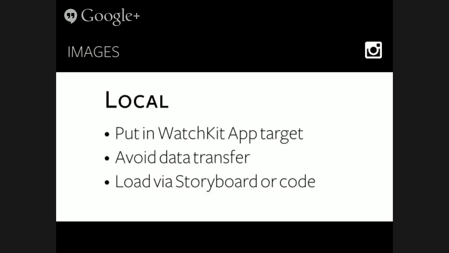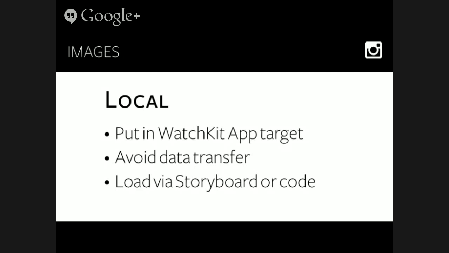With our local content, what that means is basically static stuff. You've got icons, you've got resources. You want to make sure that you put all of that in your WatchKit app target. The reason for that is that if you put images or resources in your extension and then you load them and send them to the watch, you're actually transferring that data over the air. And it's already somewhat of a delay in data transfer.